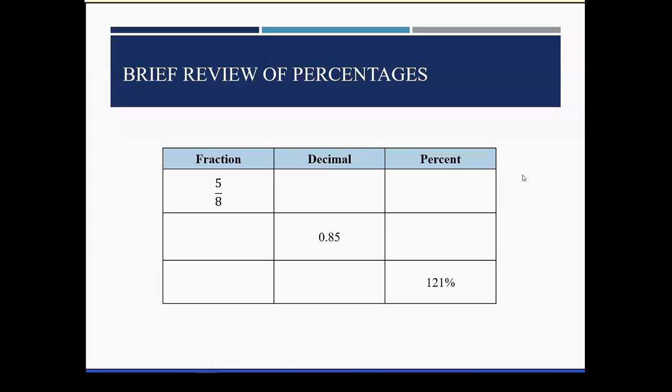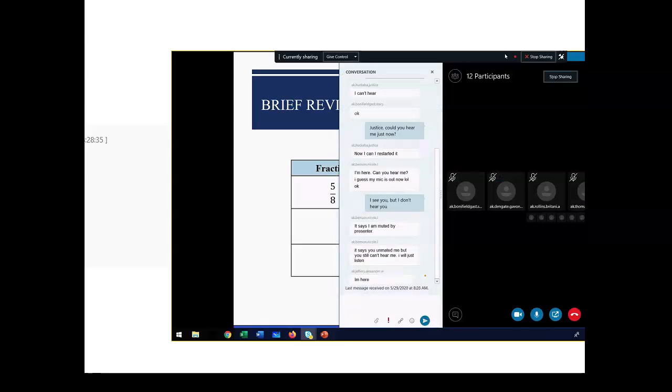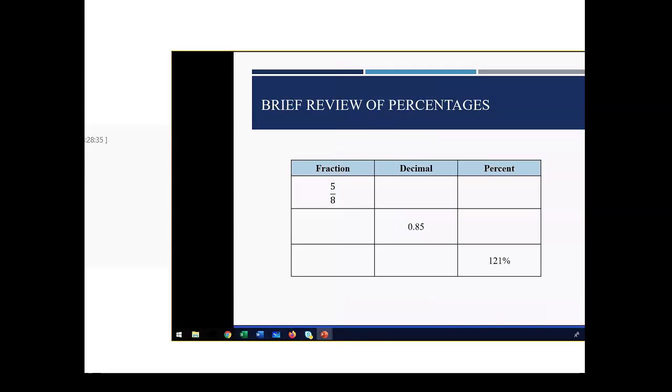To convert a fraction, all you do is divide your numerator by your denominator. So it would be 5 divided by 8. All you really have to do is just plug it up into your calculator. 5 divided by 8, in that order, gave me 0.625.